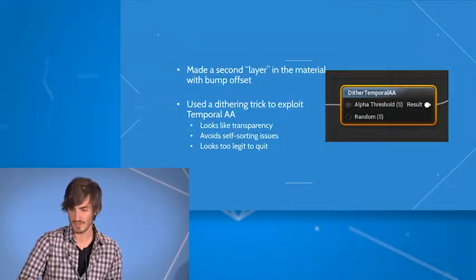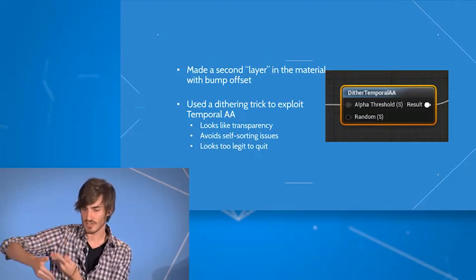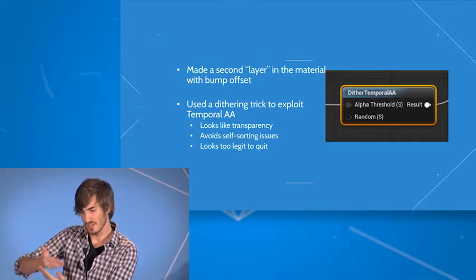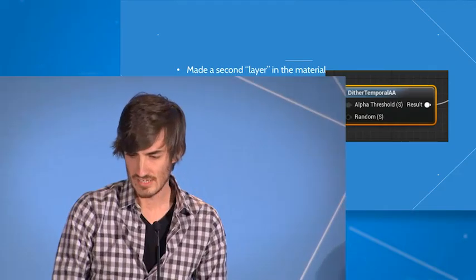So we ended up using some material tricks to work through that. Like I said earlier, the bump offset stuff works really well, and so we had this second layer in there, so it didn't just look like a single surface. It gave a really nice depth to what we were doing, and that worked really well. One of the other things was this dither temporal AA node that we have. Some of our tech artists came up with it last year. It basically exploits temporal AA.